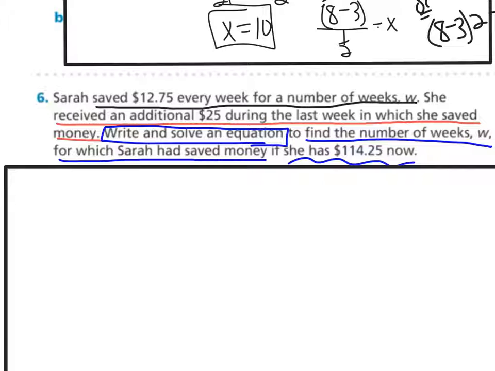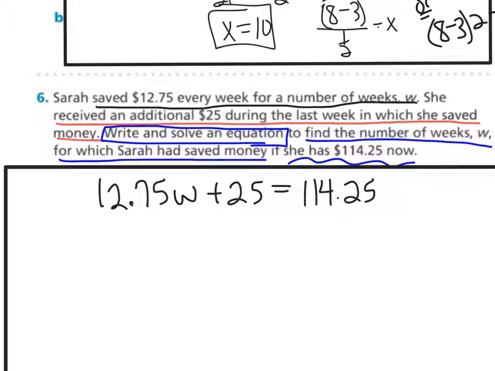So one equation we could write for this problem: $12.75 a week for W weeks, so $12.75 times W would be how much she saved during those weeks. And then plus the additional $25 gives her a total of $114.25. Again, there's another equation we could write, but I would consider this the more common equation for us to write for this problem.